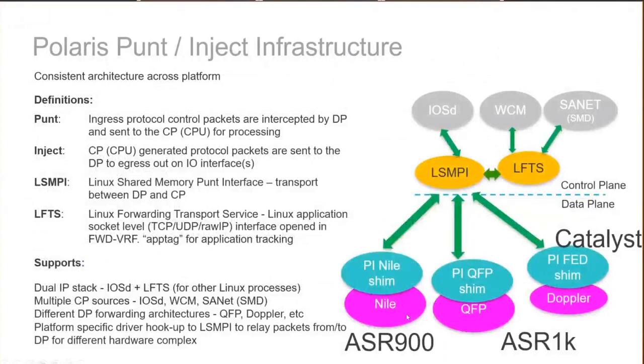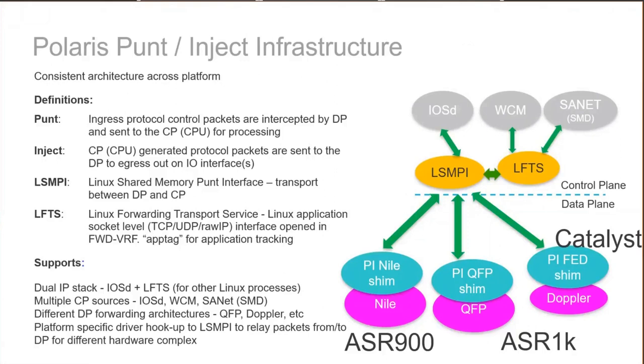Okay, so as I was telling earlier, punt is a packet that is processed by the data plane and is to be sent to the control plane. So those packets are called punt. Inject are the packets that are generated from the control plane and are being sent to the data plane. So those are injected packets. LSMPI is the transport between data plane and control plane. The full form is Linux Shared Memory Punt Interface.